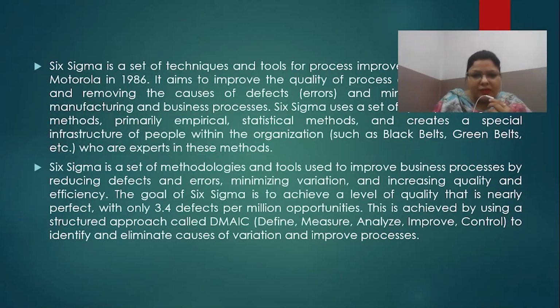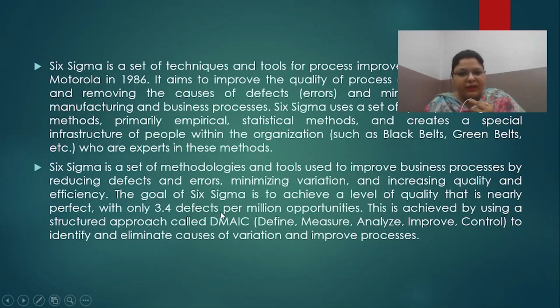The goal of Six Sigma is to achieve a level of quality that is nearly perfect. We can easily say if there is some kind of error found, like 1% or 10% or 5%, as we discussed in the C chart and U chart, that there is a level of significance we have taken, through which we can easily find whether the product has variations or not. It is mandatory that we fulfill the expectation of the customer that each and every production unit should be the same.